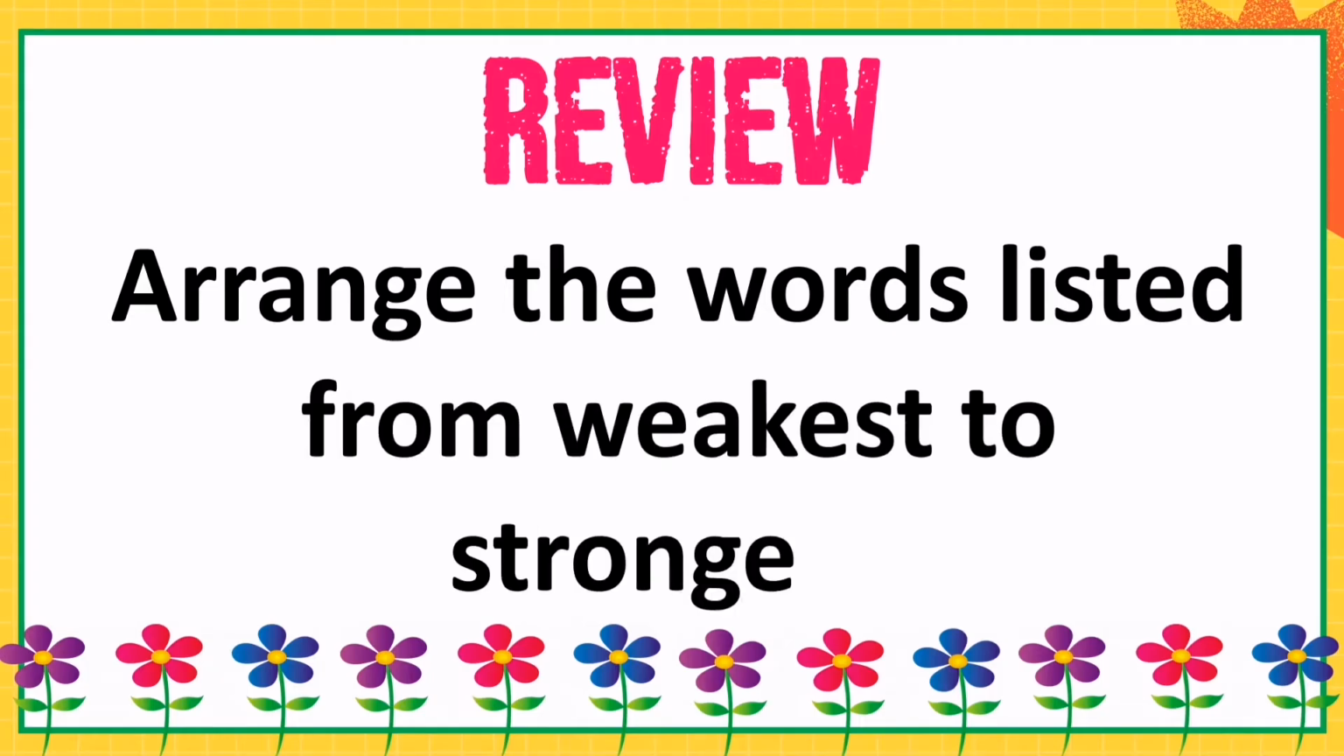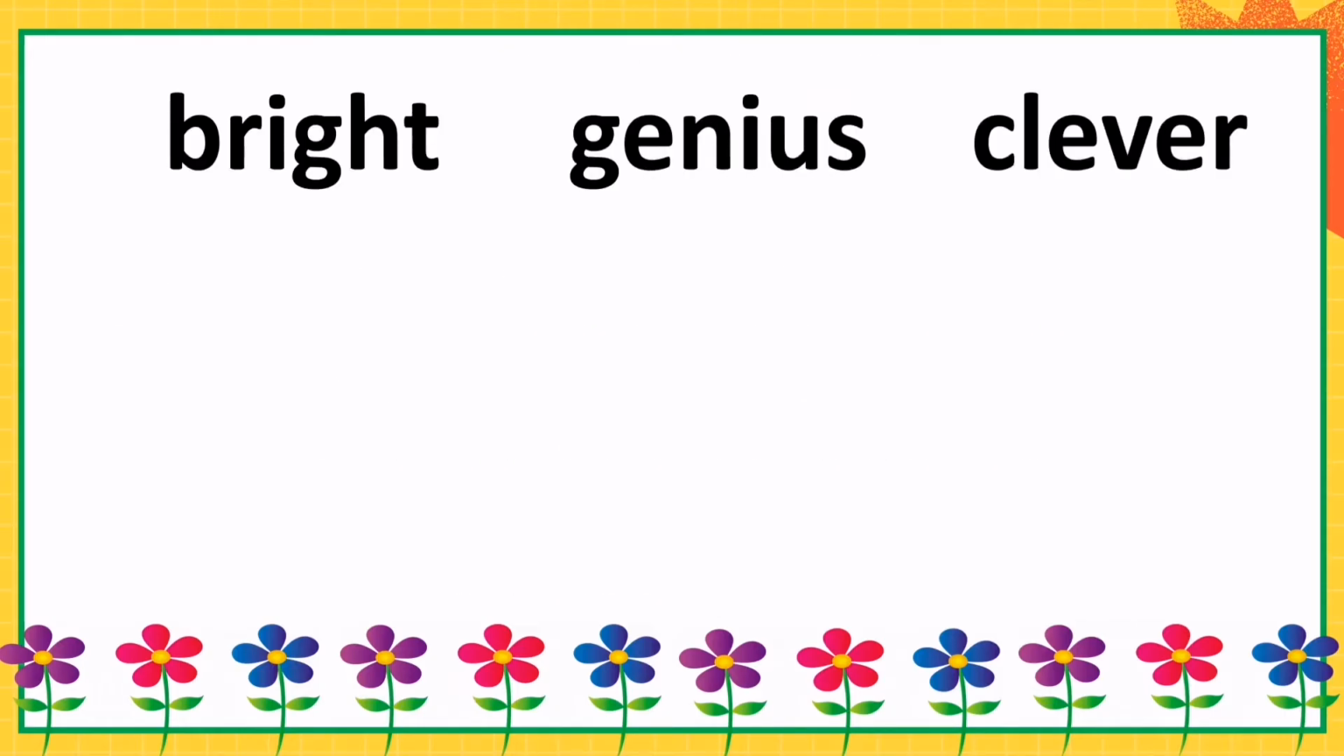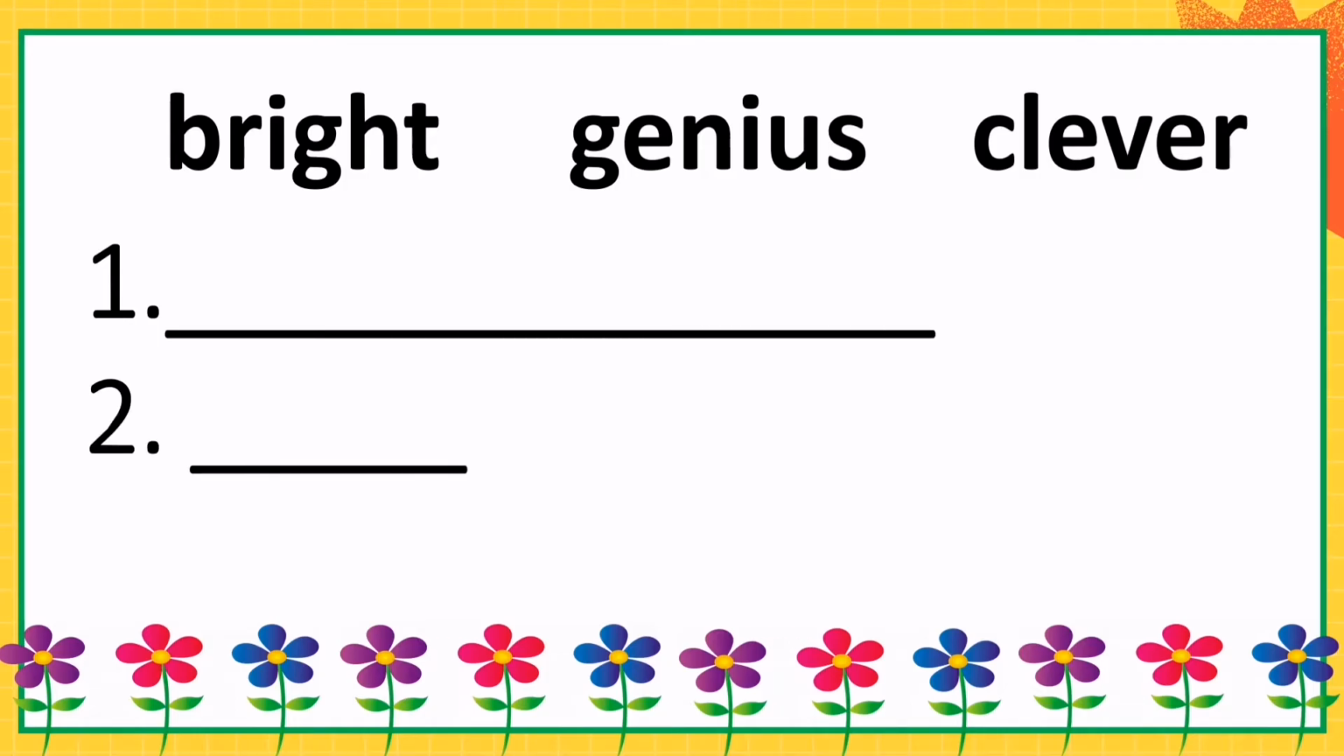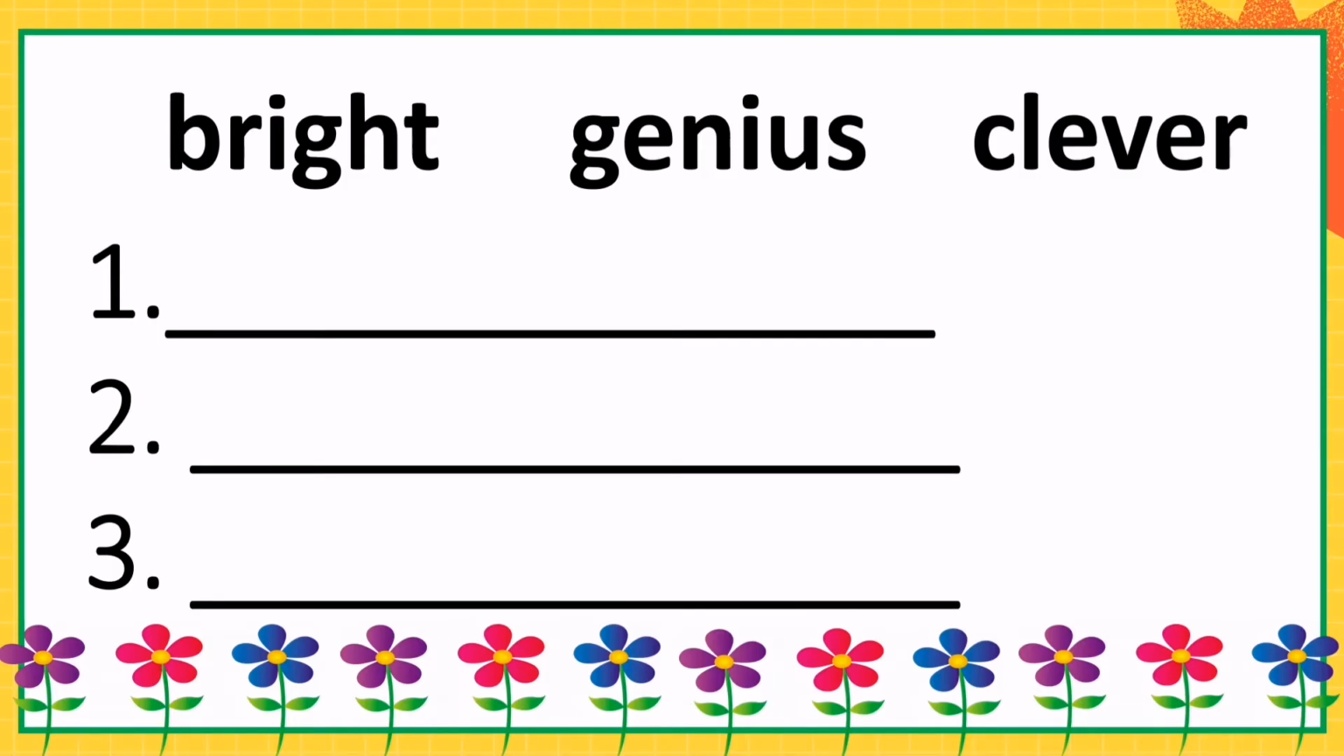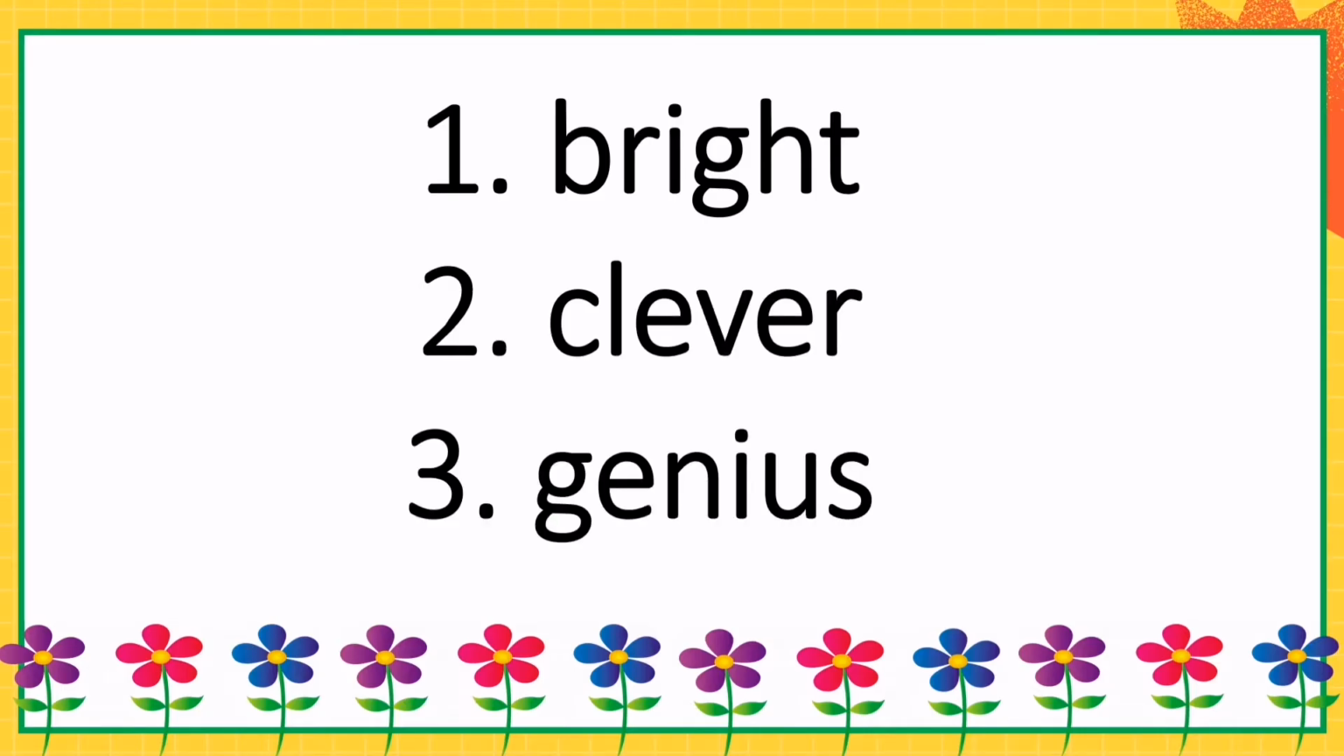Arrange the words listed from weakest to strongest. Bright, genius, clever. Okay, so among the following words, which will be number 1, number 2, and number 3, based on the previous lesson that we had. Okay, let's reveal. Number 1 should be bright, number 2 is clever, and number 3 will be genius. Okay, clap your hands if you are correct.